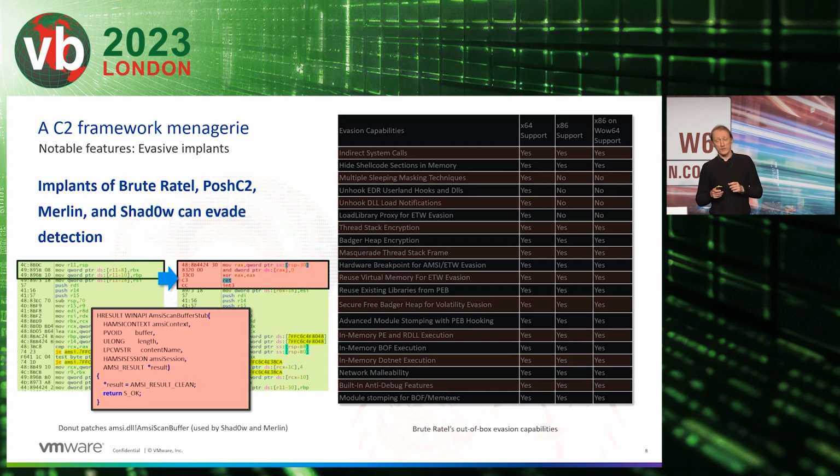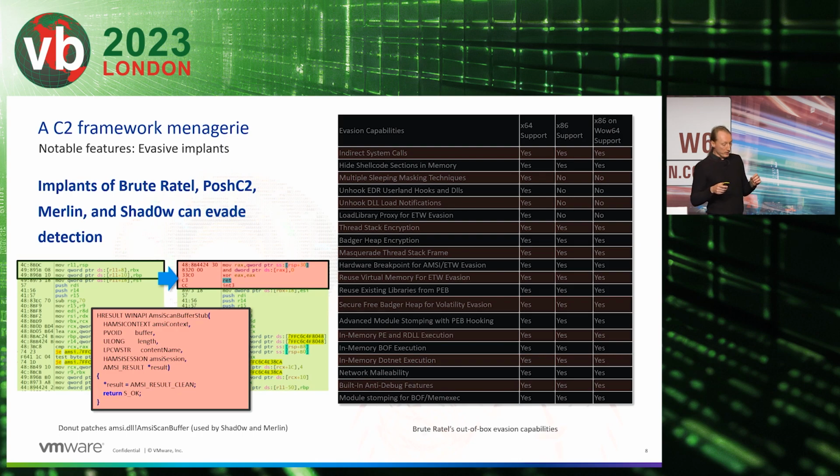Donut is a framework that allows you to create position-independent code to execute the code you need. So we basically feed the framework the implant that you've created, and it will create a shellcode for you that you may execute from anywhere you like.